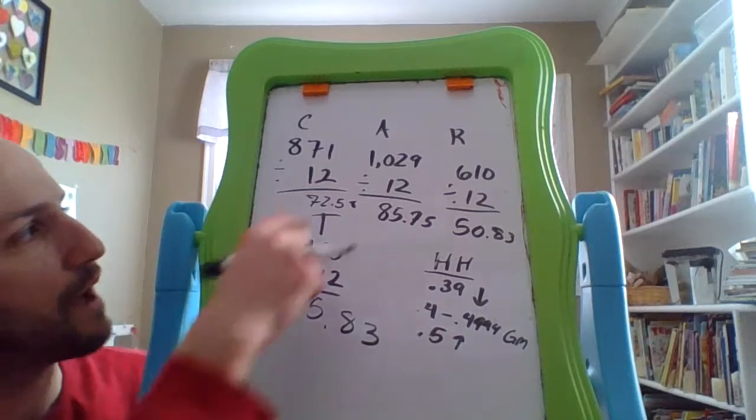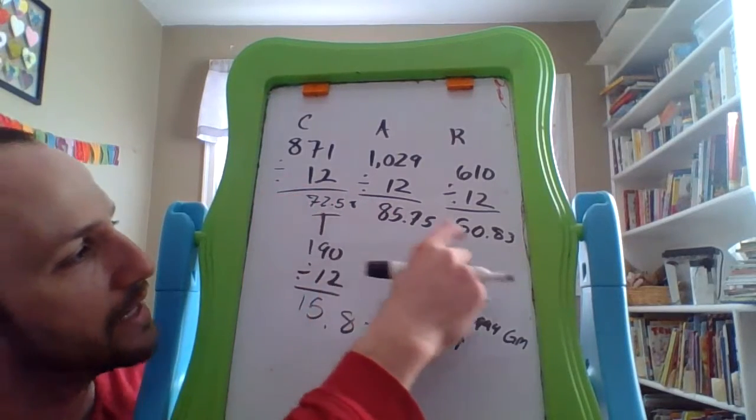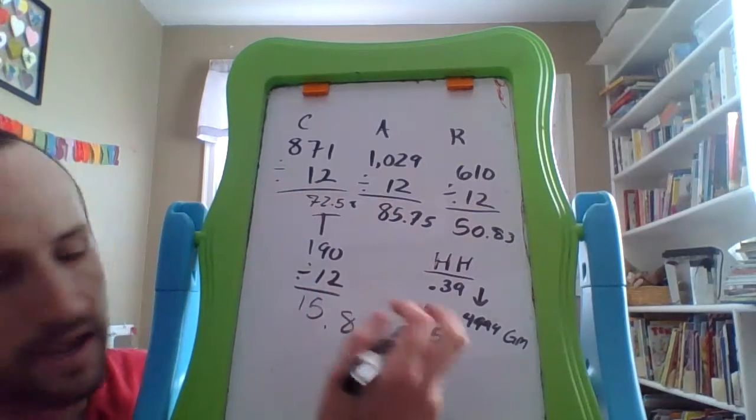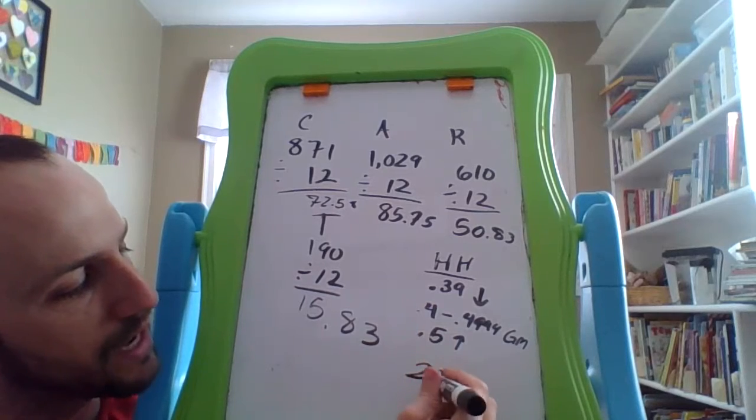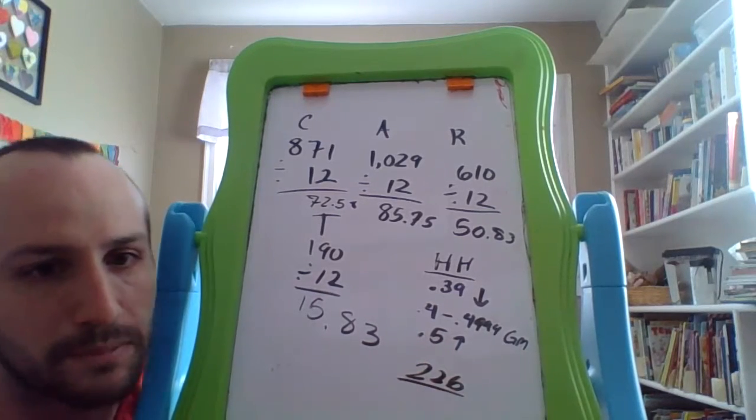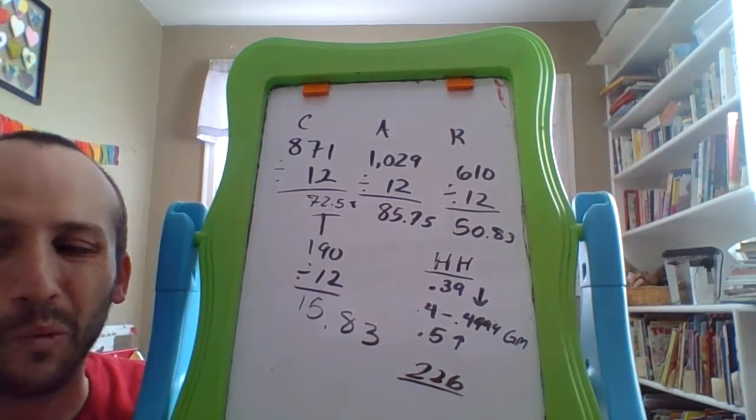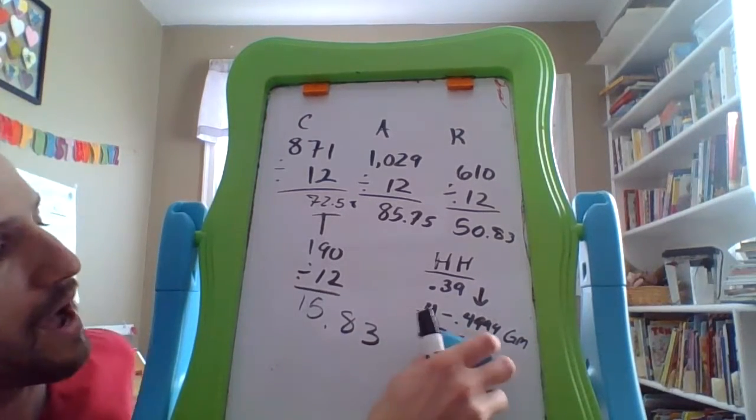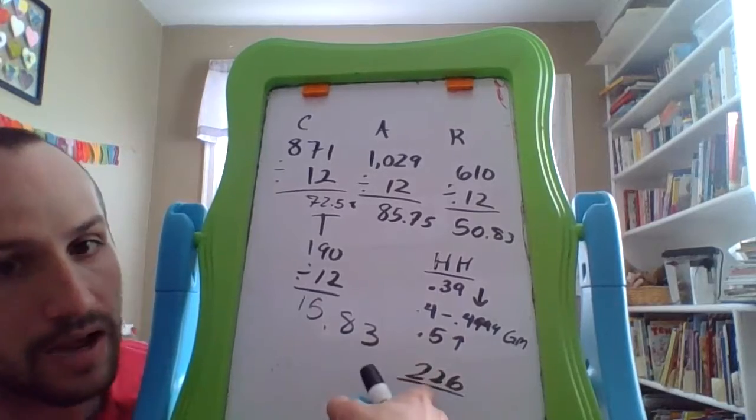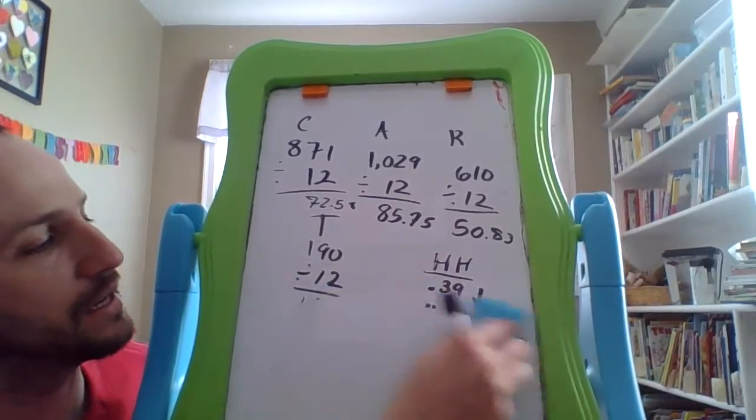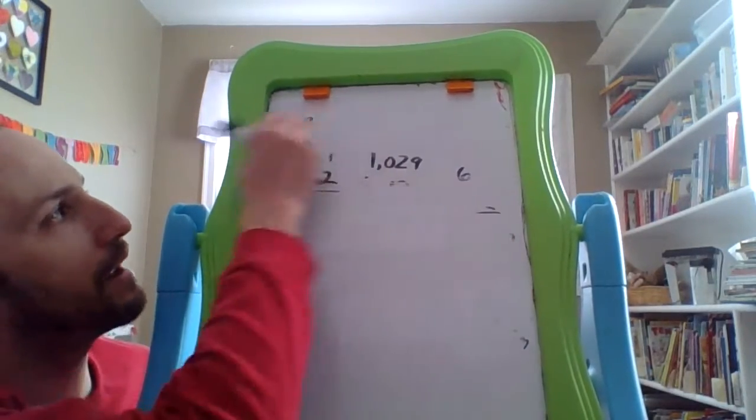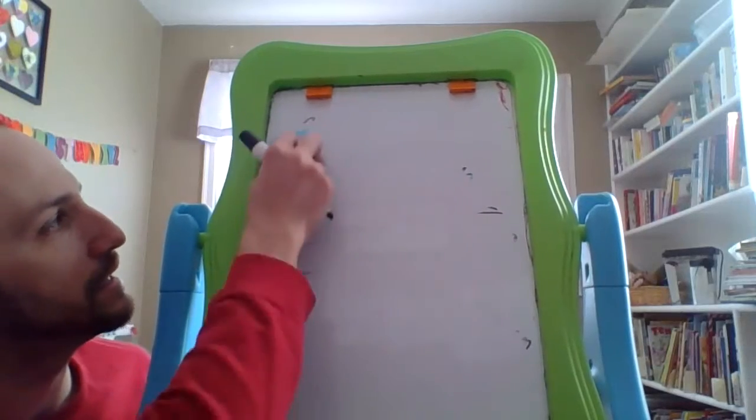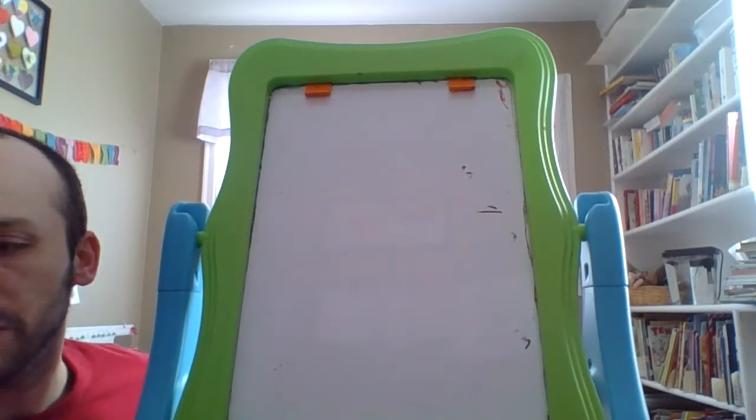So these will all get rounded up. If we rounded these up, that would be 73, 86, 51, 16. If you add all those up, you would get 226 pieces of candy. So we're one piece of candy away, right? So I need to lose a piece of candy.